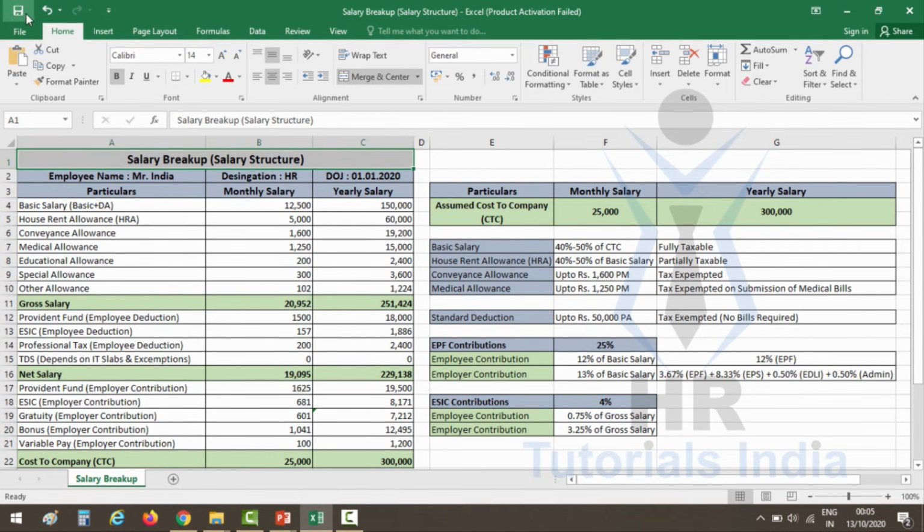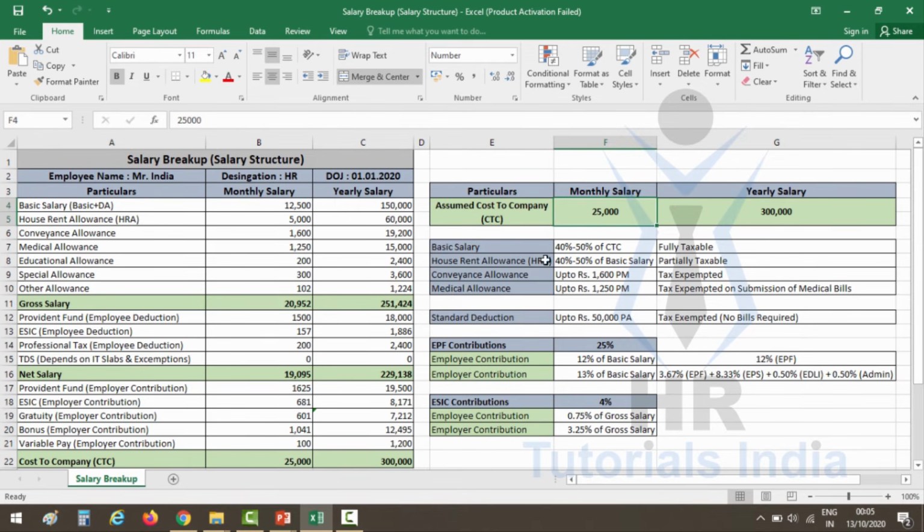So dear friends, hope you understood how to calculate a salary with this example. When an employer or the management asks you to prepare a salary breakup with a CTC of 3 lakhs or 5 lakhs or 10 lakhs, you can use these formulas and this type of salary breakup, and you can calculate the net salary, gross salary, then CTC.